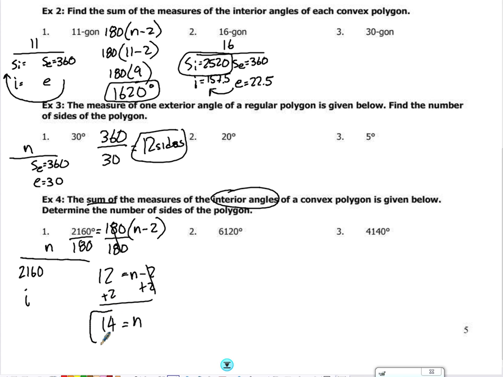The same process can be repeated there in number 2 and number 3 of example 4. And I encourage you to try those as well as check them with the key, which is posted on Google Classroom.